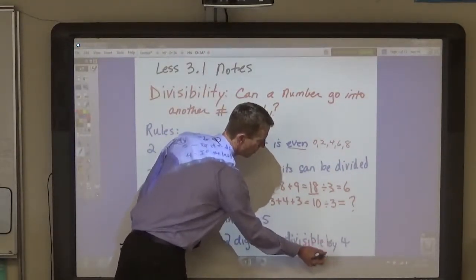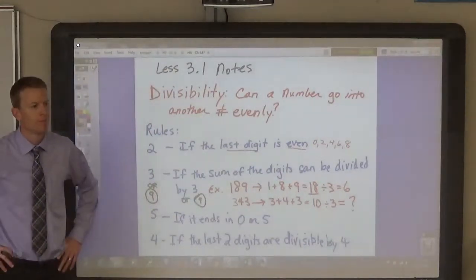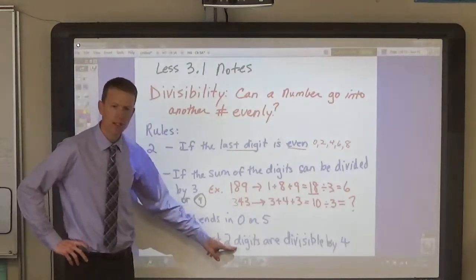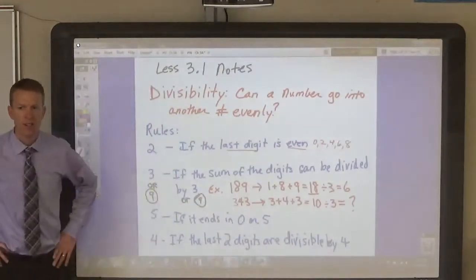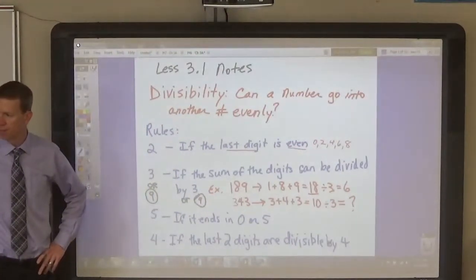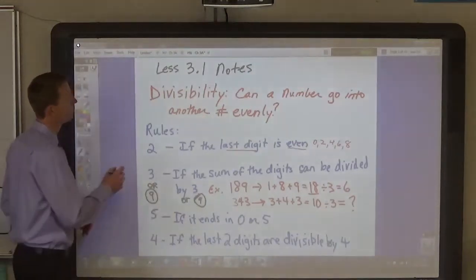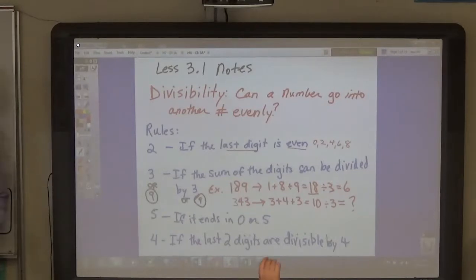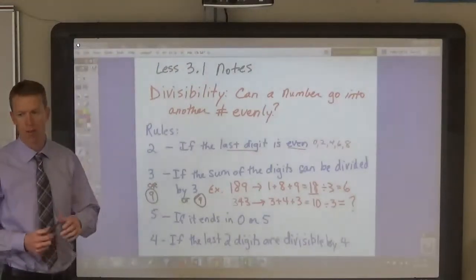How do you know if a number is divisible by 4? Well, it says if the last two digits in the number are divisible by 4, then the number is divisible by 4. So what are some multiples of 4 that you know? What numbers are divisible by 4 that you know?